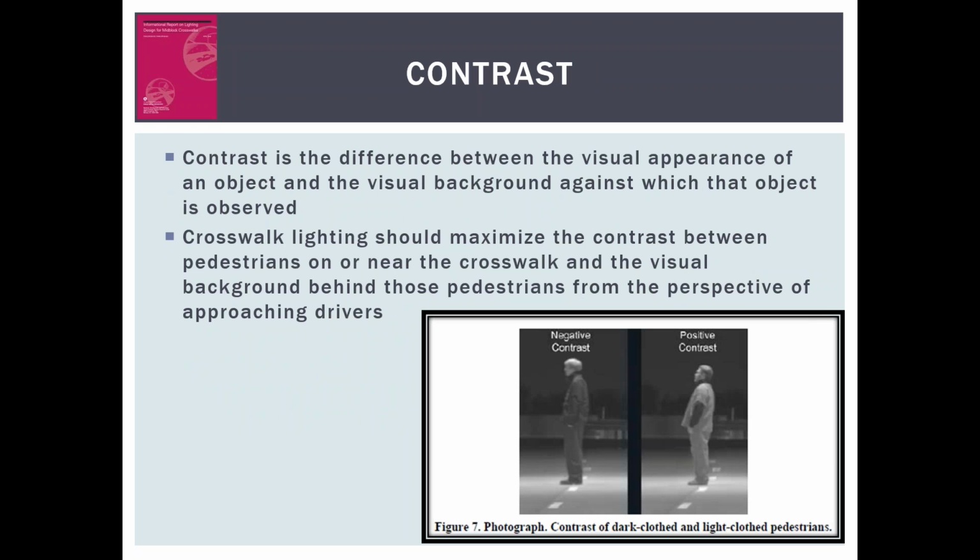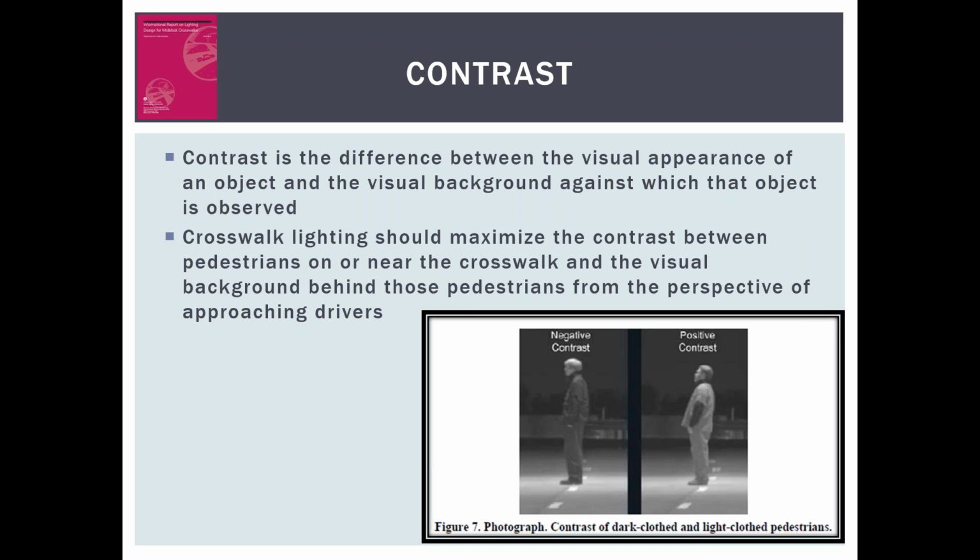Another important term is contrast. Contrast is the difference between the visual appearance of an object of interest and the visual background against which that object is observed, and the contrast is the basis of the object's visibility. From the FHWA Lighting Handbook, objects are seen by contrast, which is basically the visible difference between the object and its background. From a luminance perspective, an object that is darker than its background will be seen by negative contrast, and an object that is sufficiently brighter than its background will be seen by positive contrast.